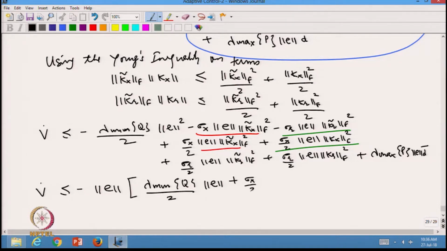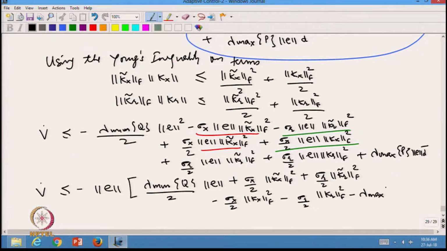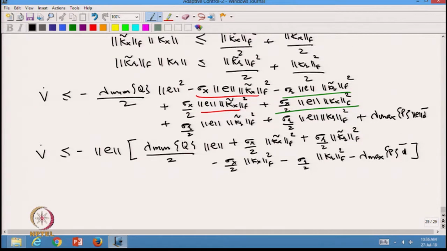Plus sigma x over 2 kx tilde square plus sigma r over 2 kr tilde square minus sigma x over 2 kx square minus sigma r over 2 kr square and minus lambda max of p times d bar. Okay, so this is where we end up with.